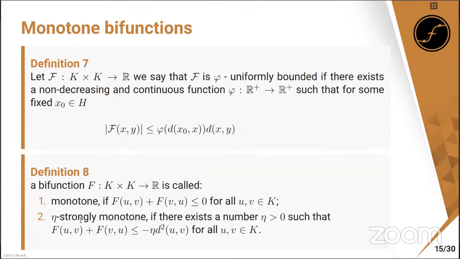And now we go to look at bounded functions. So you say that a function is uniformly bounded if you can always find a non-decreasing continuous function phi from R plus into R plus, such that for some fixed point x naught in H, we have this relationship. And the function is said to be monotone if for every point u and v in K, we have this. And it's strongly monotone if we have this relationship. And what you can observe is that every strongly eta monotone function is basically a monotone function.